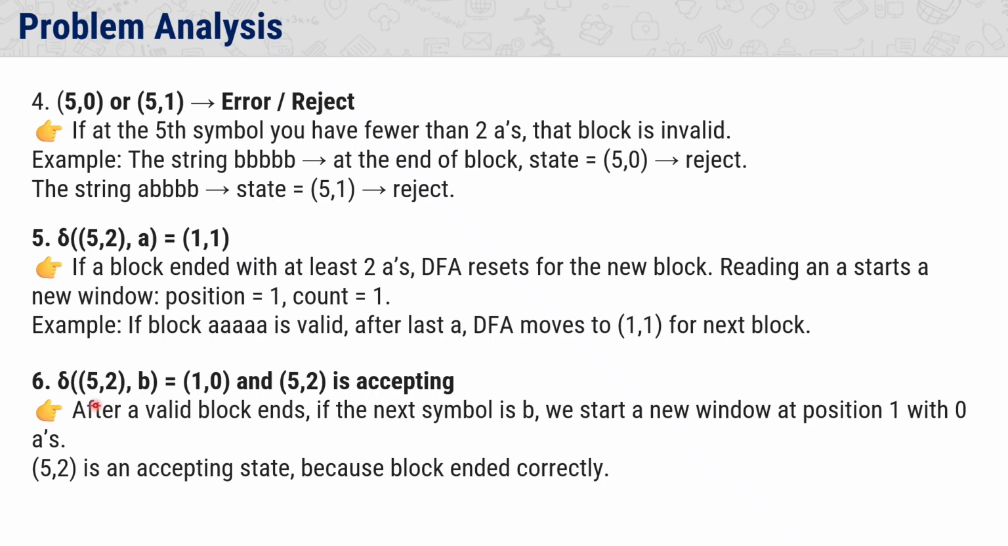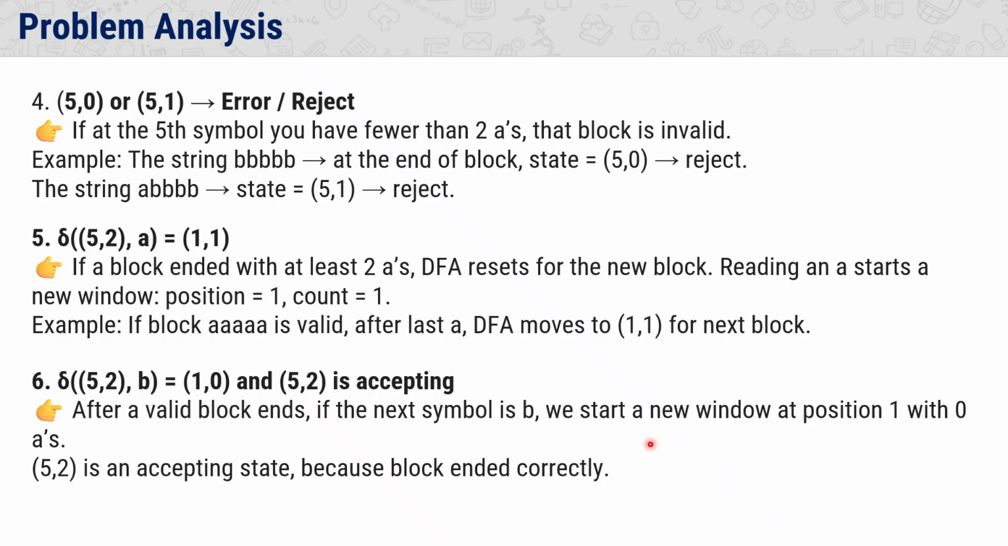So the last condition is delta(pi, 2) on B, which goes to the (1,0) state. That means (5,2) is an accepting state, because the block length is 5 and the number of A's is 2, so it is a valid block. You have to say that it is an ending, accepting window. After a valid block ends, suppose the next symbol is accepted, but still in the input buffer there is one more block. You have to carry on.